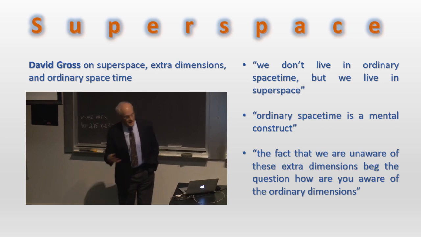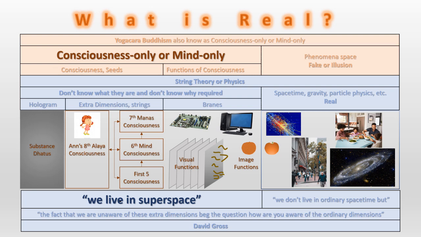biological. Notice that Gross said, 1. We don't live in ordinary space-time, but we live in superspace. 2. Ordinary space-time is a mental construct. 3. The fact that you are unaware of these extra dimensions begs the question, how are you aware of the ordinary dimensions? So, the next question is, what is real or fake?